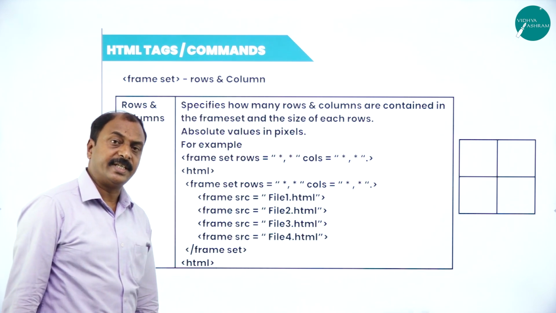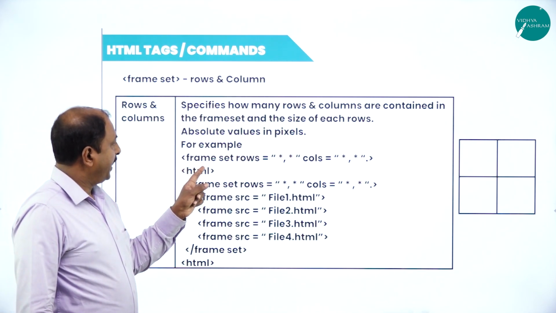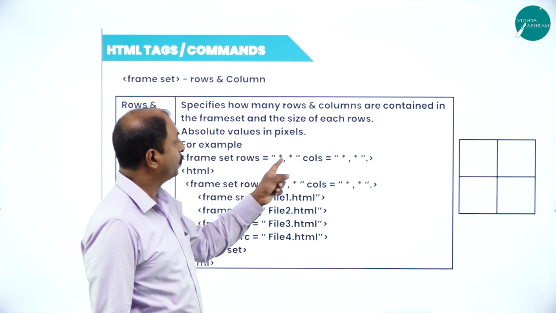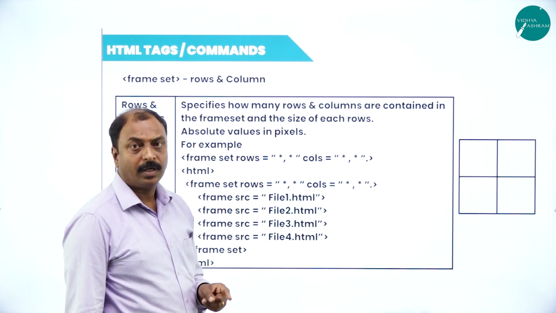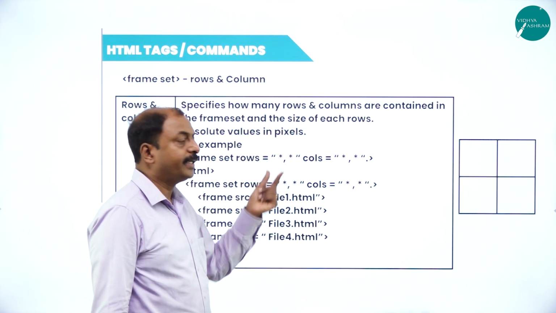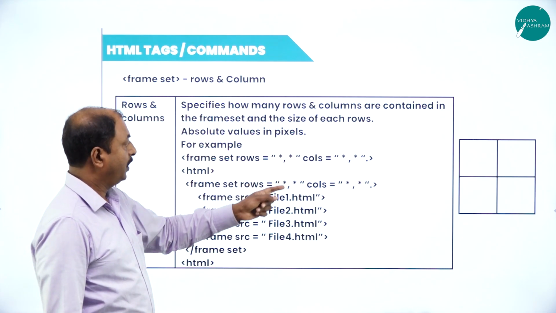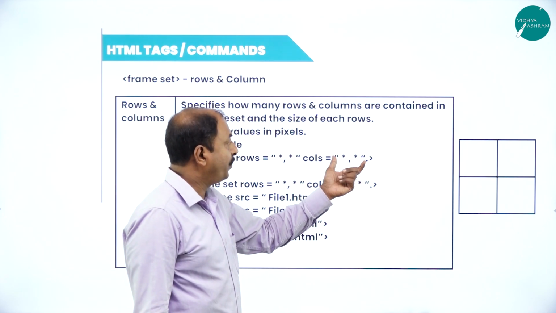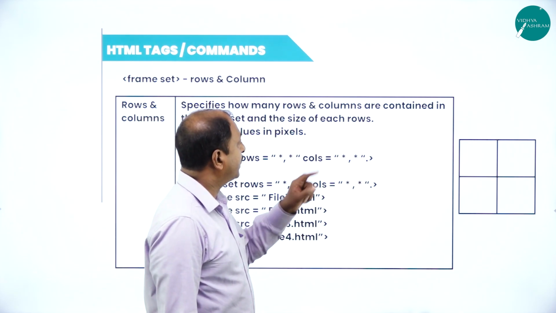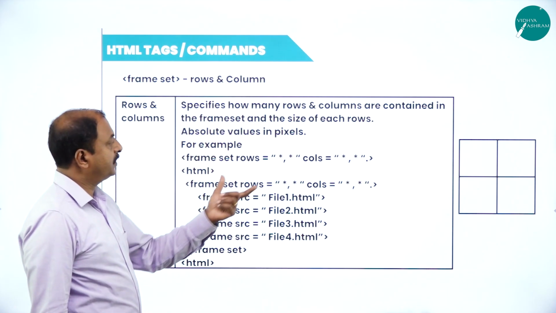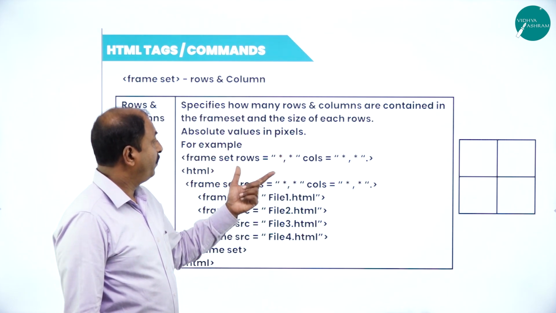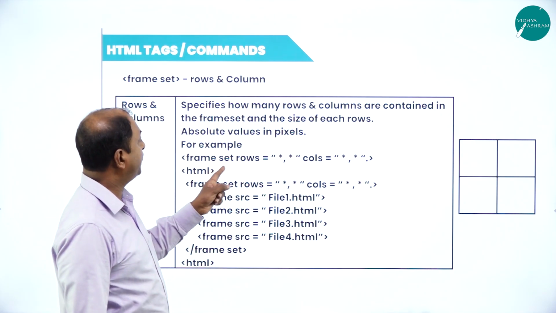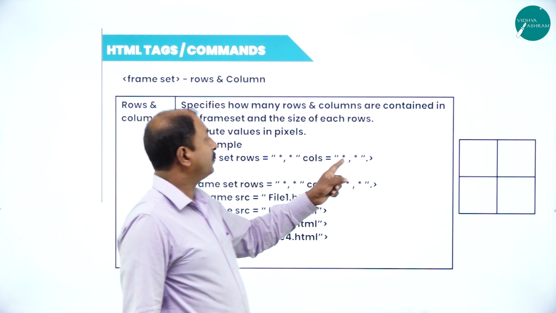Now look at the syntax for this. Here, in the example, frameset rows equals, within double quotes, we write 2 stars separated by a comma. These 2 stars stand for 2 rows. And here, cols stands for columns, equals again 2 stars within double quotes separated by a comma. This is an example where we are using rows as well as columns in a frameset. So here, frameset rows equal to 2 stars and columns equal to 2 stars.